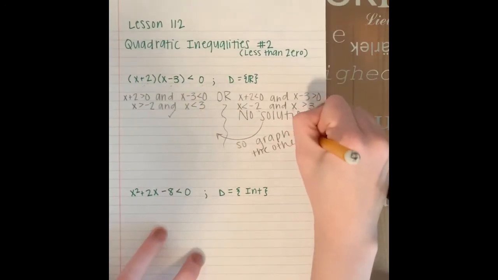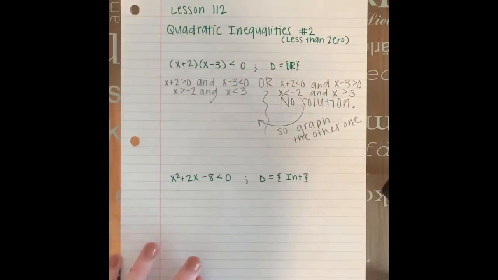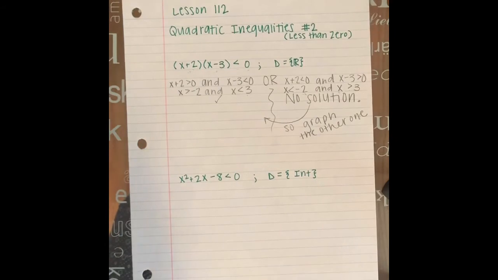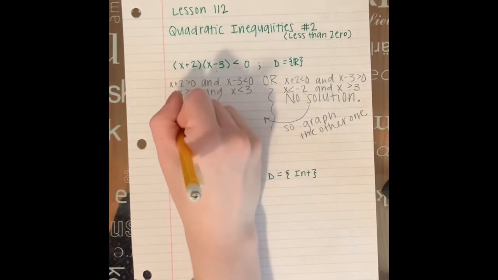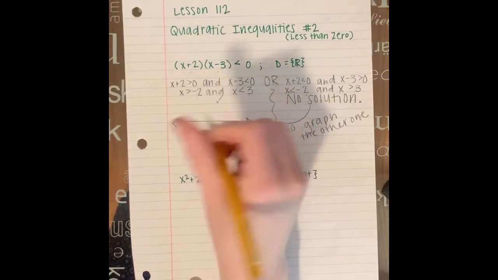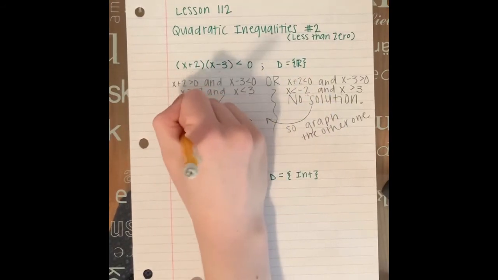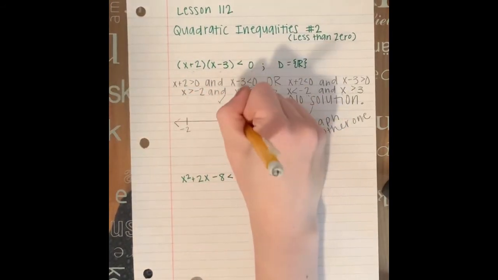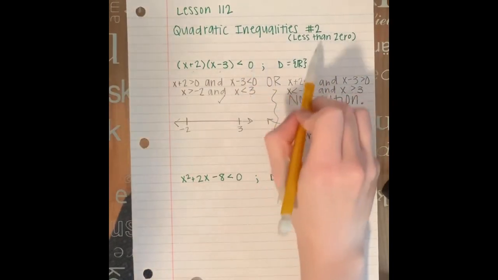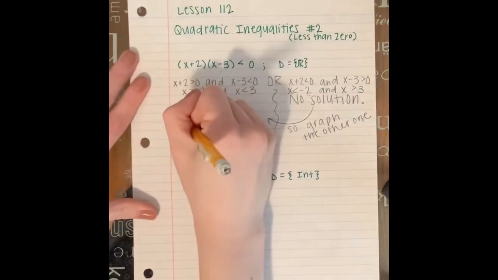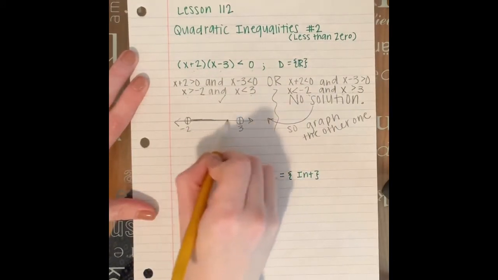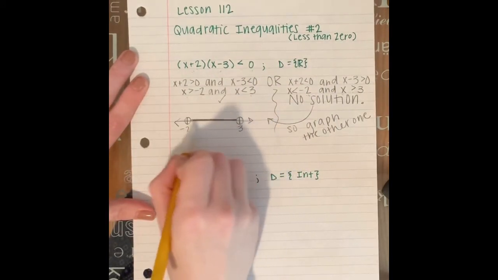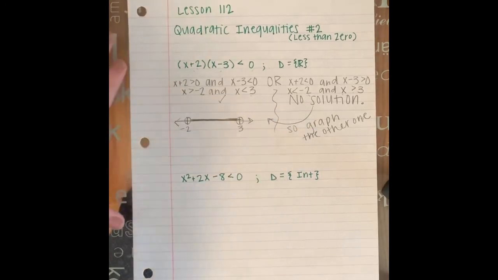You should always have one that goes away with these problems, and you should only have to graph this. So we'll graph this just like normal. X is greater than negative 2, x is less than 3, and our domain is the reals, so we just do an open circle on negative 2 and 3 and shade in between them. And that would be how you do this first one.